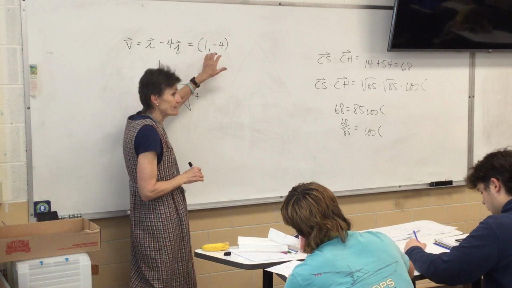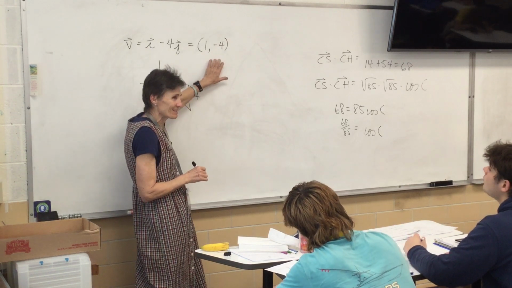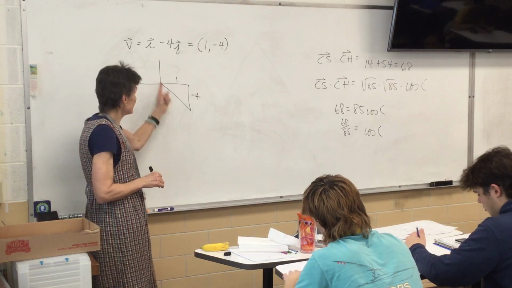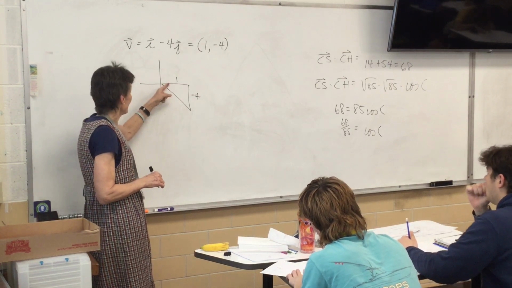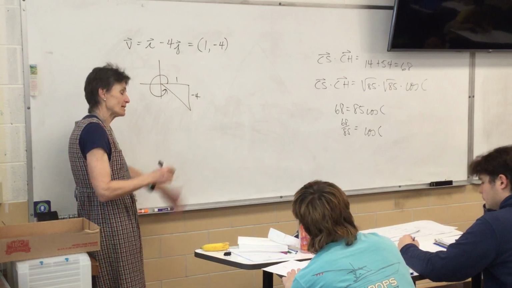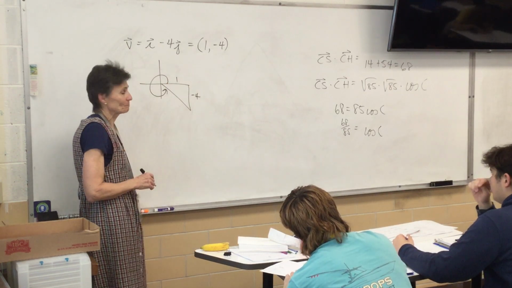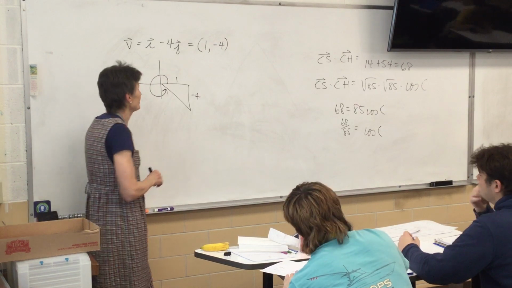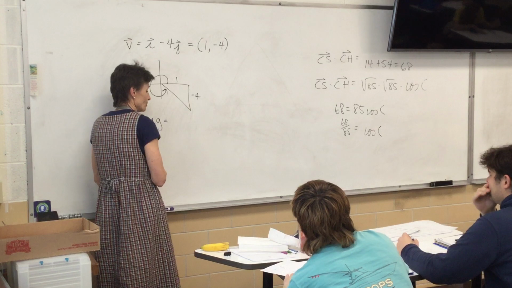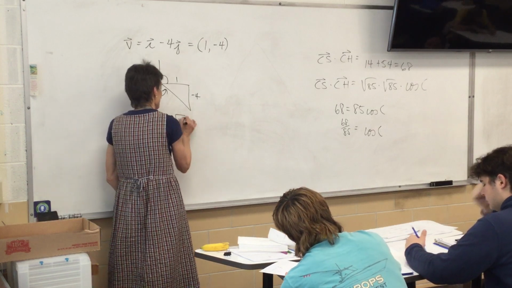These are the rectangular coordinates, and I need the polar coordinates. I need this, which is R, and this, which is theta. So that's easy. How do I find R? Pythagorean theorem. So my magnitude, the question says, what's the magnitude? So I'm going to say the magnitude is root 17.